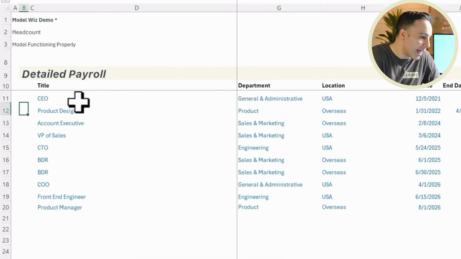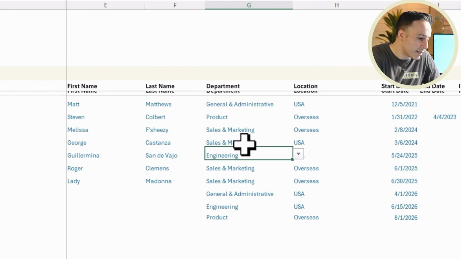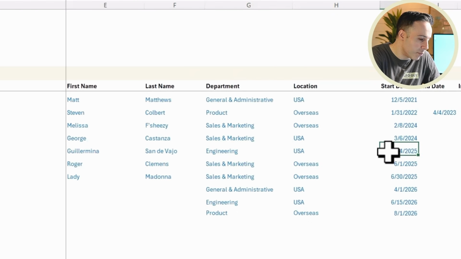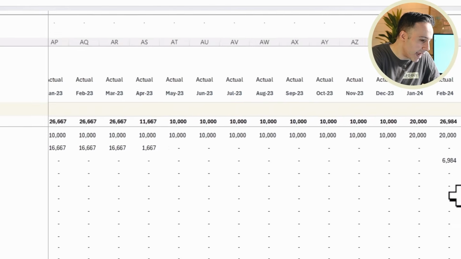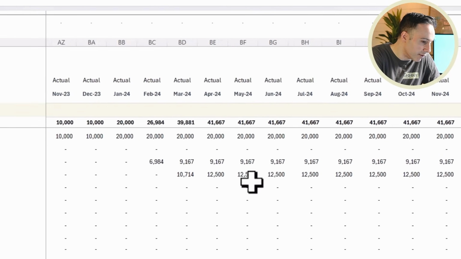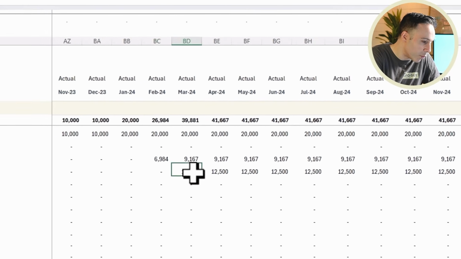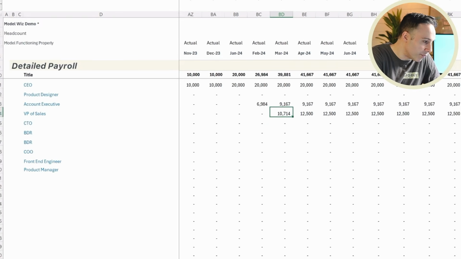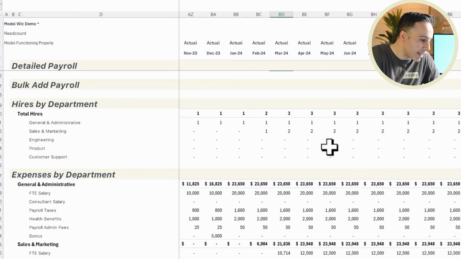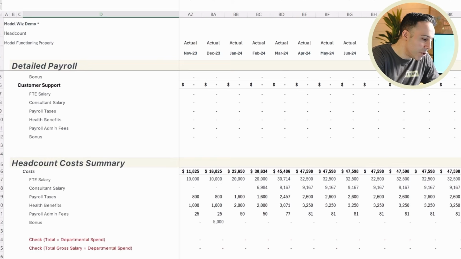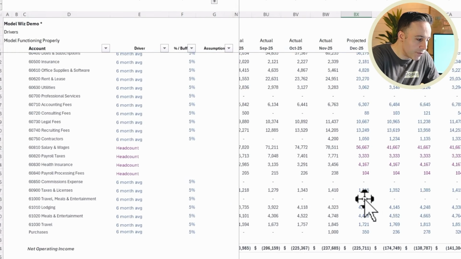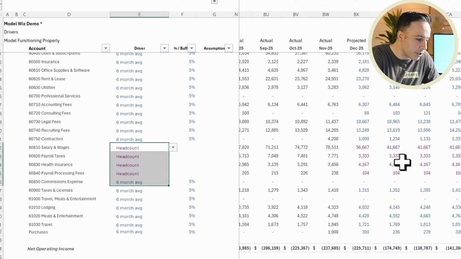So here you can see I have a headcount table that showcases everyone in my company that's currently with me, as well as everyone who is going to be hired. And over here, I can calculate the gross salary. Now it looks like this person started in the middle of the month, so I'm prorating that. And then I could also review the information for how many hires I have by department and the expenses by department by all these different cost types. Now the beauty is once you have this information, you can then just link that back to your drivers like you see over here.